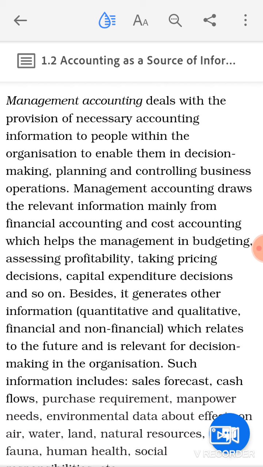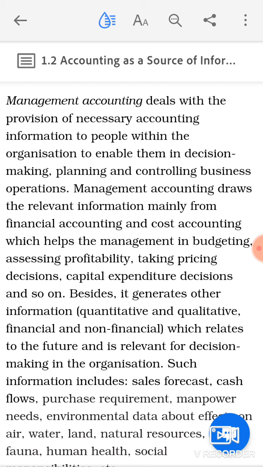They are going to assess the profitability of the business. They are going to take pricing decisions, how much price should be quoted for the product or for the services. It will be decided by the management accounting on the basis of cost accounting. Capital expenditure decisions and so on, whether they should go for that particular project or not, whether the investment has to be done on that particular project or not, the decision will only be taken by the management accounting with the help of the financial and cost accounting.